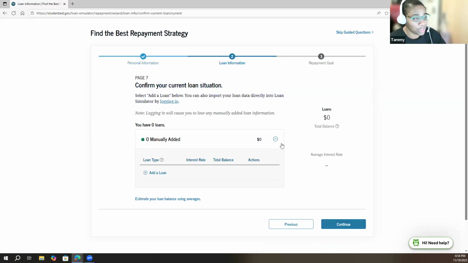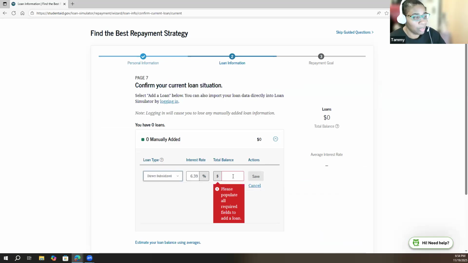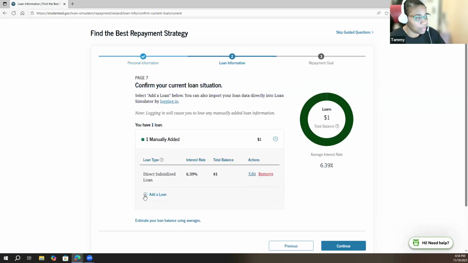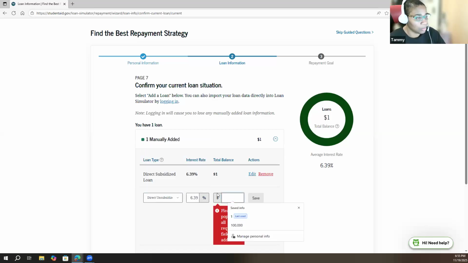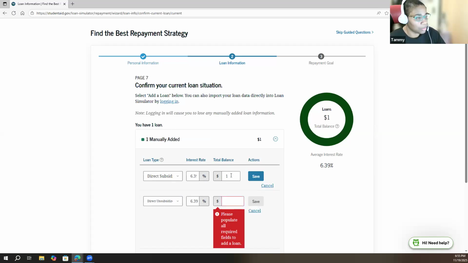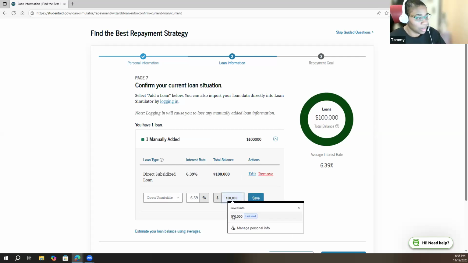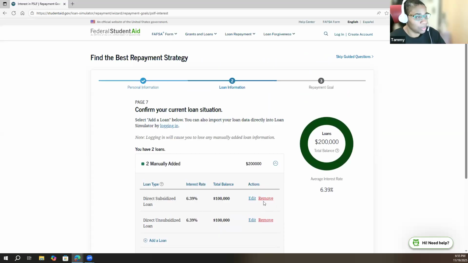Okay, so for this, if you already are logged in, it's going to log this in for you. As far as your loan type, it's going to populate for you. But for the sake of this one, I'll have to put the information. I'm going to put 100,000 in sub, and then 100,000 in unsub. Okay. All right. And then we're going to hit continue.